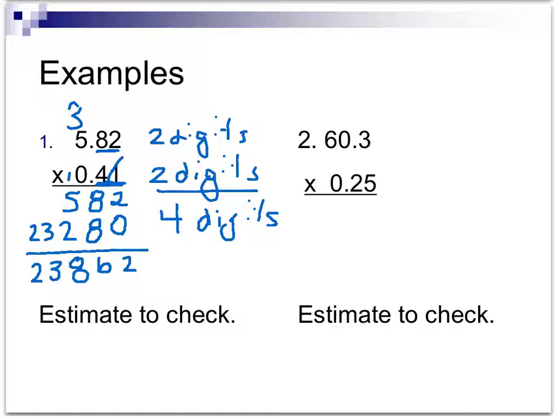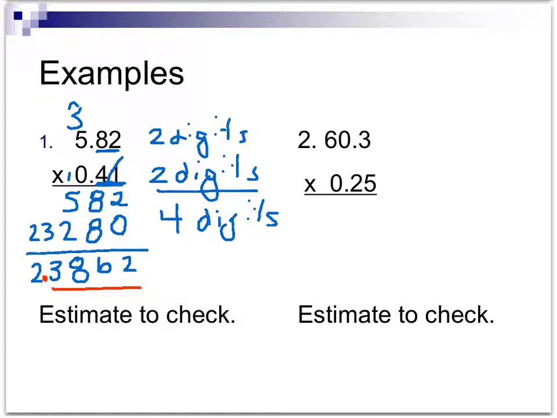So to place the decimal point correctly, I need 1, 2, 3, 4. I need to know then that 4 digits, and here they are, 1, 2, 3, 4 digits have to be behind the decimal in my answer. So the answer is 2.3862.